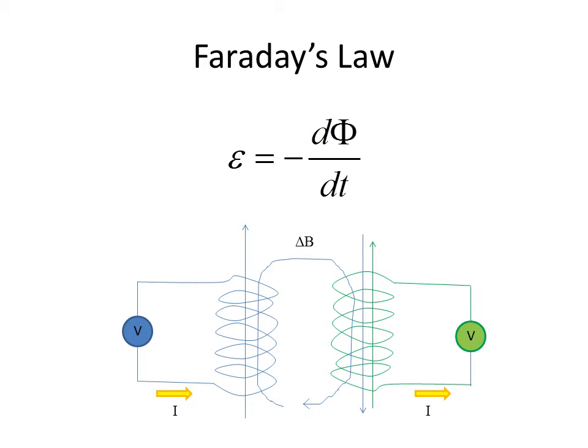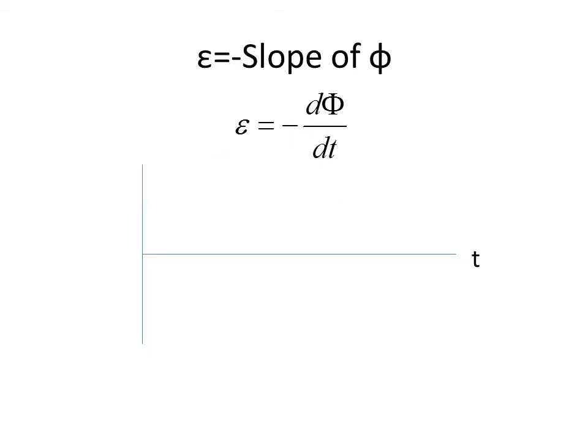The electromotive force, measured in volts, is the energy per unit charge needed to generate this current. Because there are n loops of current, we need to take this into account in our equation by multiplying by n. By plotting flux as a function of time, we can figure out what the induced electromotive force will look like over time, since it is equal to the negative of the slope.